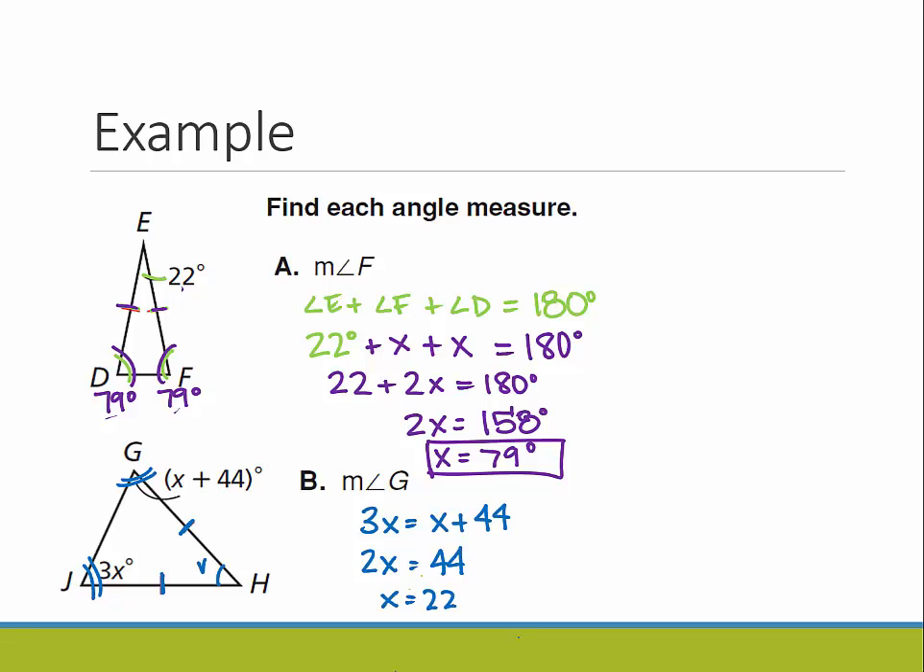Now remember, this is asking for us to find the measure of angle G. So all we got to do is take that and plug it back in. And if you do 22 plus 44, we end up with a nice 66 degrees.